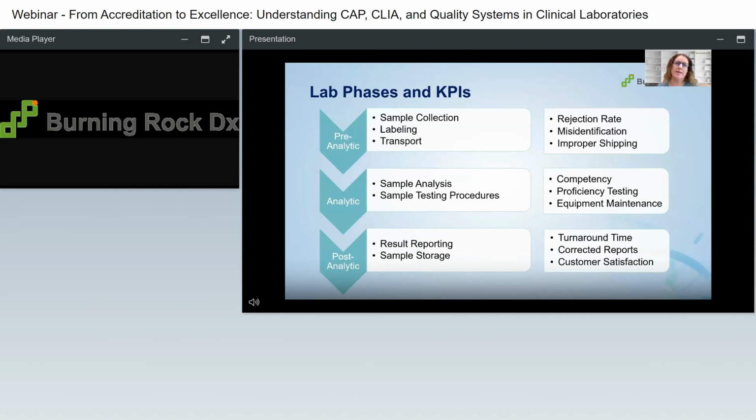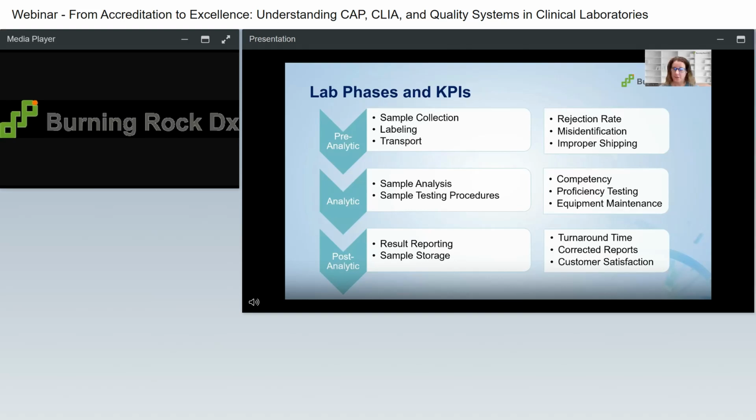All right. Next up, let's talk about the different phases in the laboratory and a little bit more about key performance indicators. There are 3 phases in a clinical lab: pre-analytic, analytic, and post-analytic. Your pre-analytic phase is anything that happens before the samples make it to the lab. So this is sample collection, labeling, transport. This has to do with the contracts that you sign with your clients.